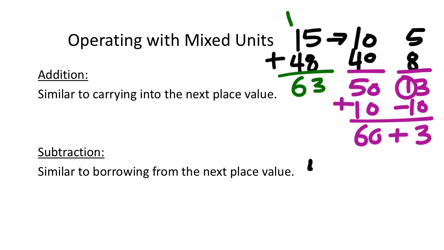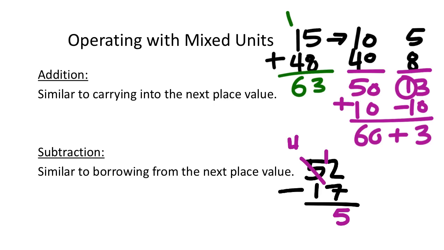If I took 52 and subtracted 17, like this, right? Well, you'd say, well, 2 isn't big enough. Just looking at the ones place, the smaller units, I don't have enough ones to take 7 away. So what do I do? I borrow from the 5 and make that 12 instead. 12 minus 7 is 5. 4 minus 1 is 3. And then you have your answer.